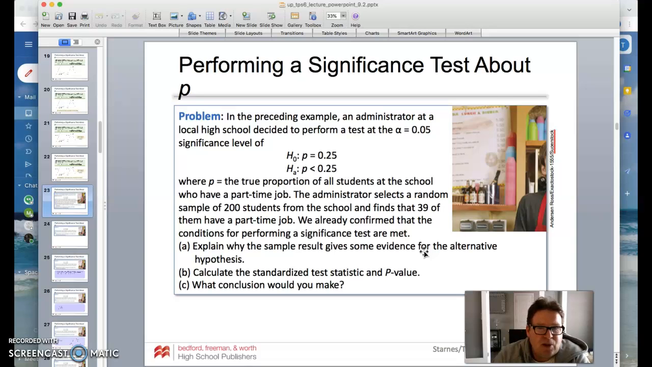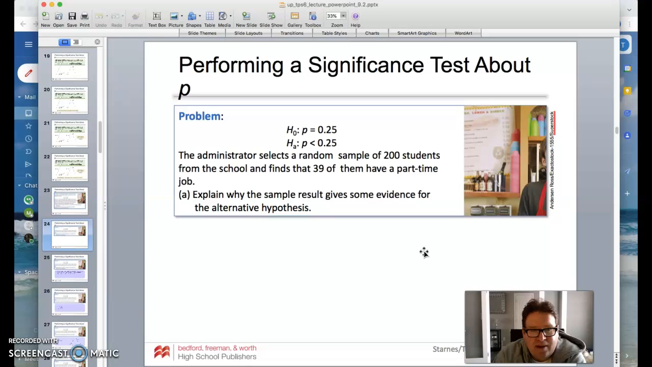So now let's go back into the problem with the administrator here. In the preceding example, the administrator at the high school said that at the 5% significance level, the null hypothesis is that 25% do have a part-time job, but the alternative is that it's less. Now explain why the sample result gives some evidence for the alternative.